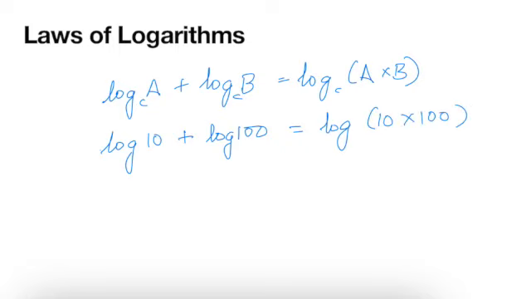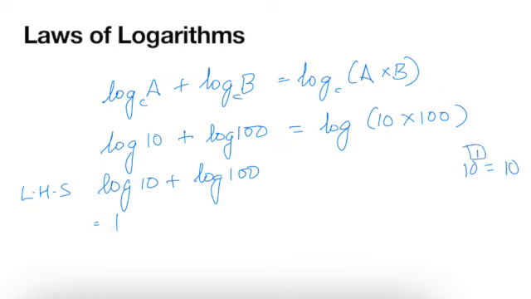Let's see if this holds true. Let's take the LHS. It's log 10 plus log 100. You know, log 10 is nothing but 1 because 10 to the power 1 is 10. The power is the answer of the logarithmic function. Here 10 square is equal to 100, so log 100 is equal to 2. So we have the answer 1 plus 2, which is equal to 3.